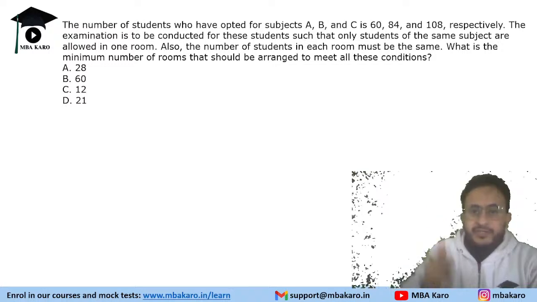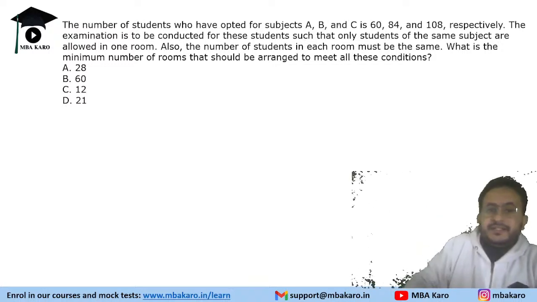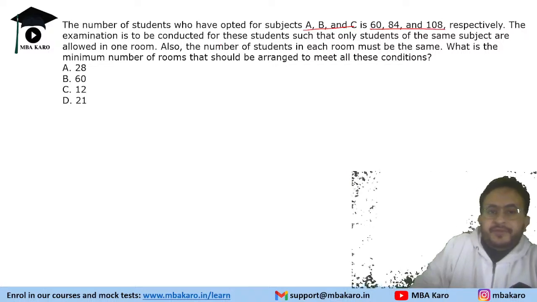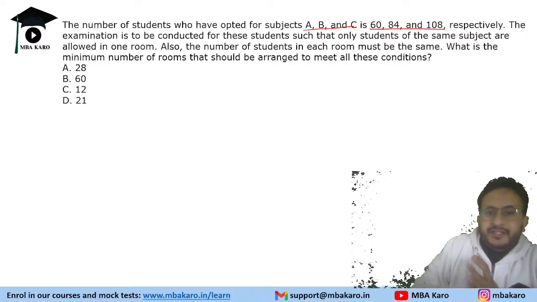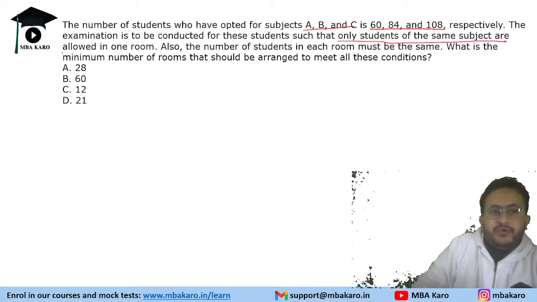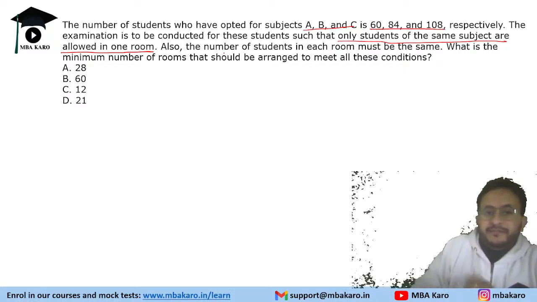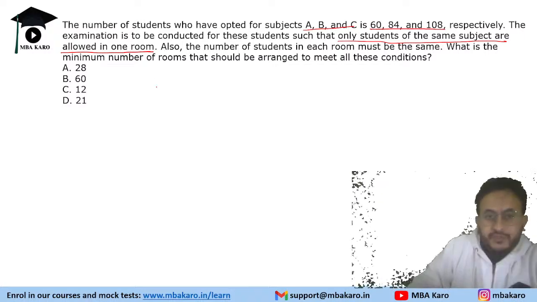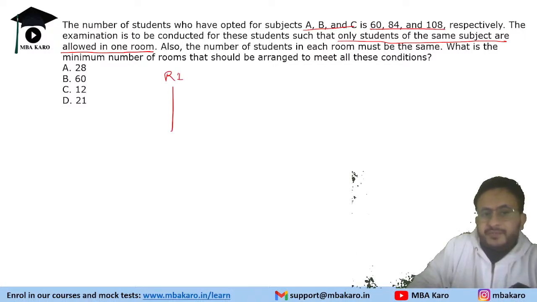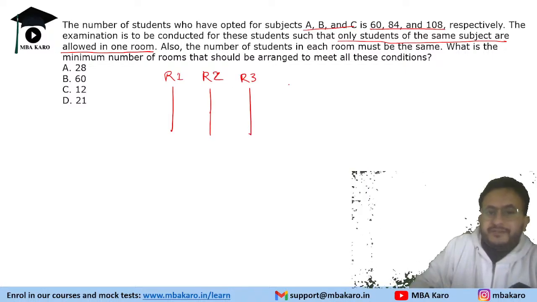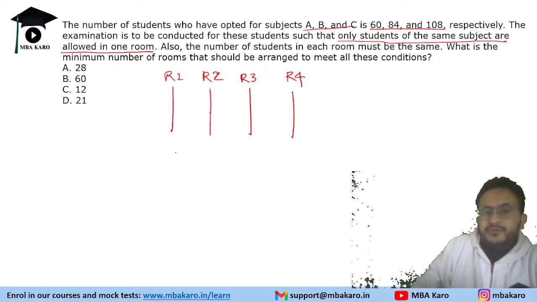All right, so let's look at the question. It says that there are three subjects A, B, and C, and the number of students is this. We have to conduct an examination such that only students of the same subject are allowed in one room, and the number of students in each room should be the same. So we will create rooms. Room one will have some students, room two will have some students, room 3 will have some students, room 4 will have some students, and so on.